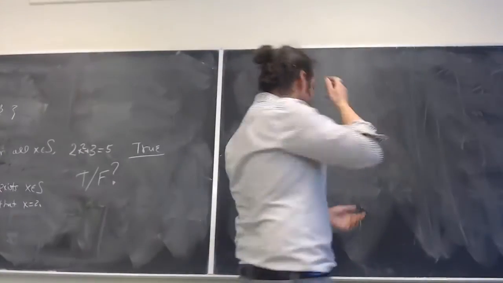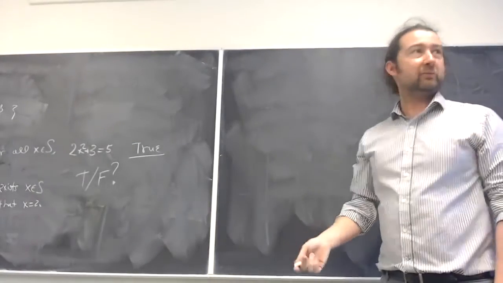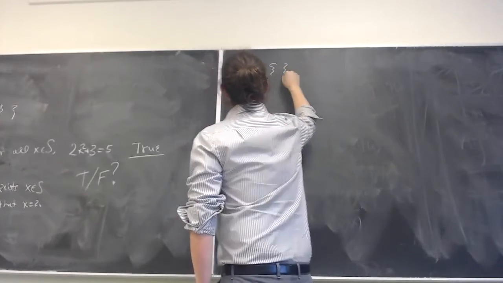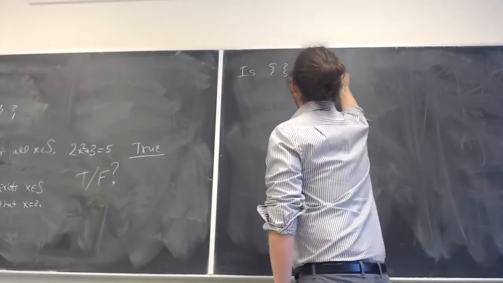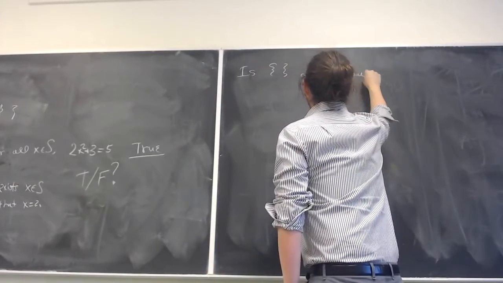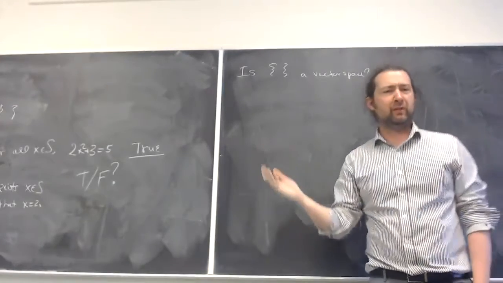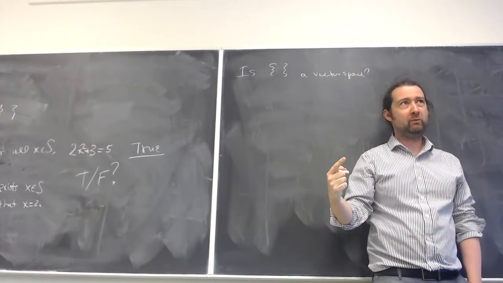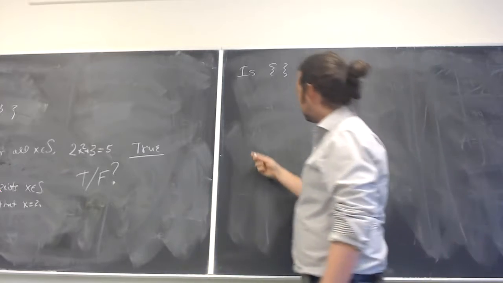Is it the case that the empty set is a vector space? You can get tricked, because the first thing you say is, well, of course it's not. It's the empty set. How could it be a vector space? But then you think about it a little bit longer and you say, well, maybe it is.